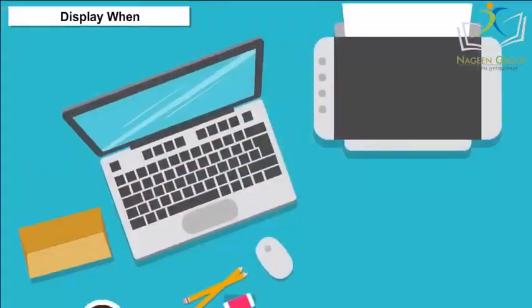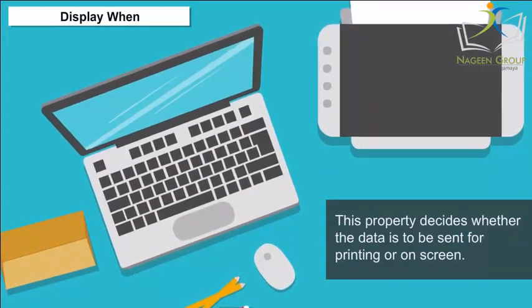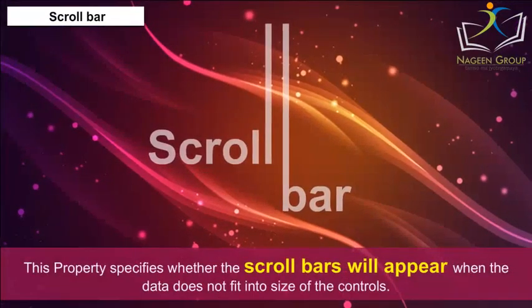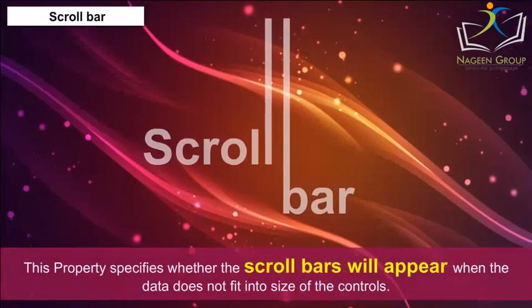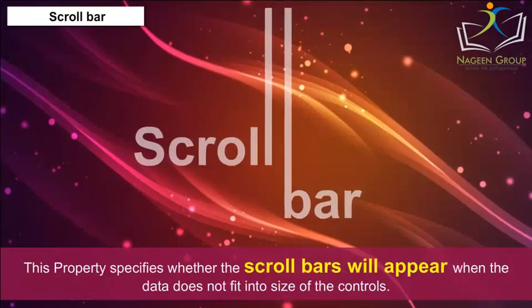Display when. This property decides whether the data is to be sent for printing or on screen. Scroll bar. This property specifies whether the scroll bars will appear when the data does not fit into size of the controls.